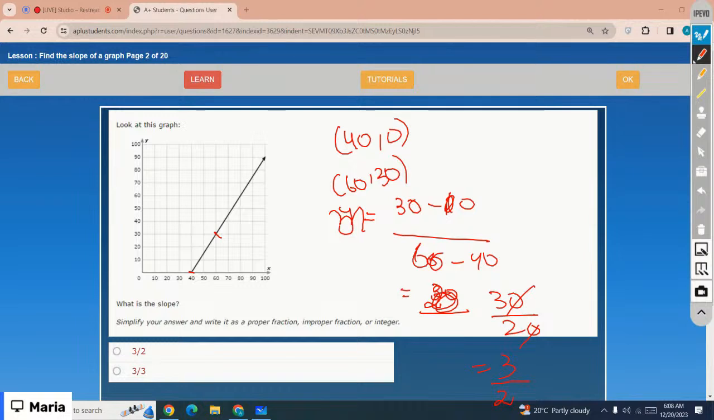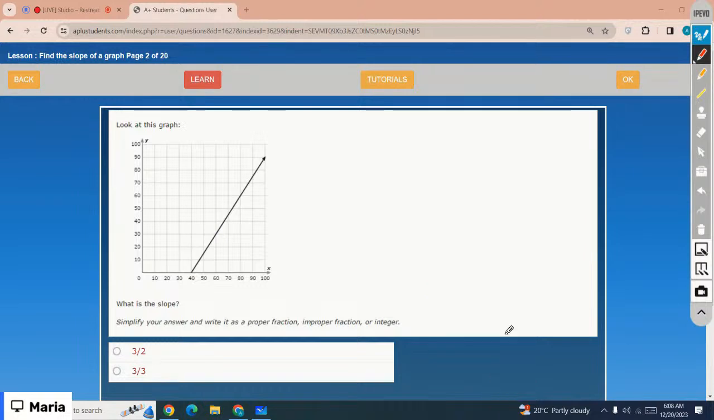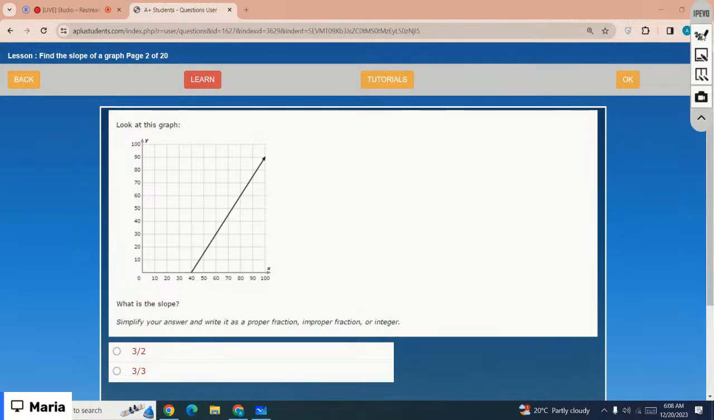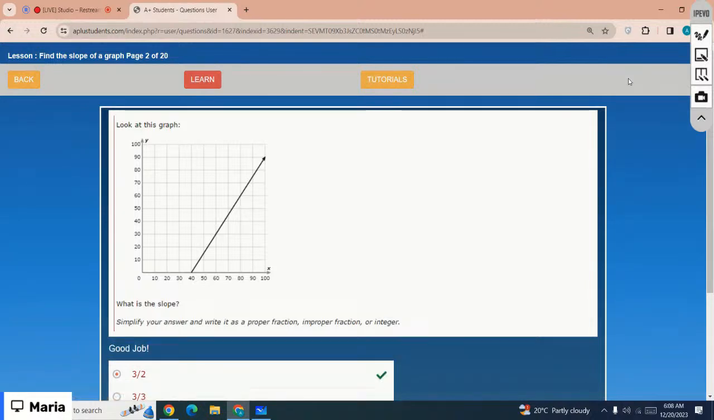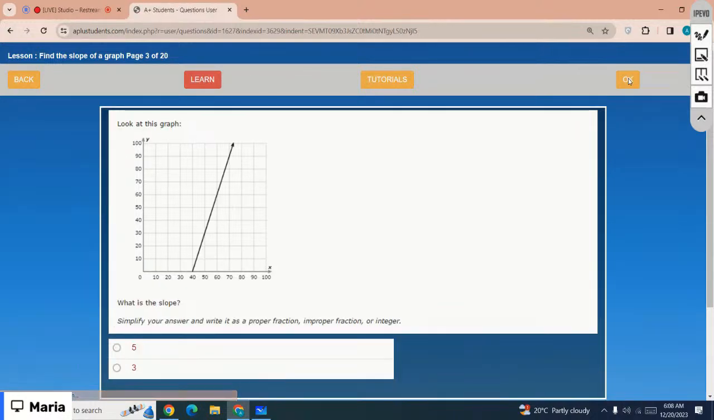Okay, now for the next one, you have to use your notebook and pencil and calculate the slope and then write down the answer in the chat box. Okay, look at this graph. What is the slope? So, which is the correct option? Calculate the slope and write down the correct answer in the chat box.